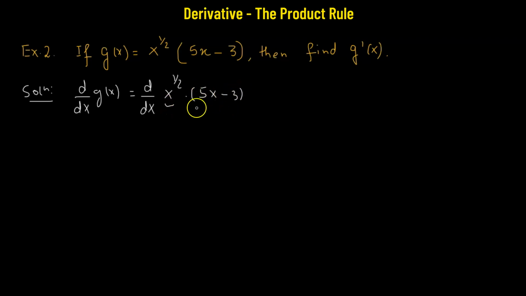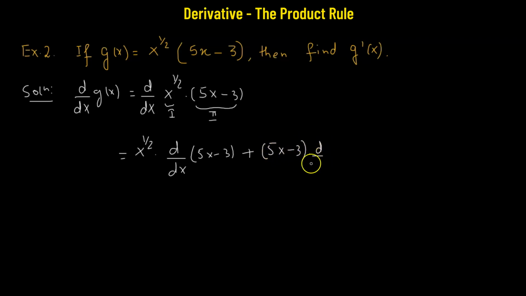So this is one function, this is the other function. Let's call it function 1 and function 2. So we'll take the first function x raised to the power of half and multiply it to the derivative of the second function, which is 5x minus 3. Plus, now we take the second function 5x minus 3 and multiply it to the derivative of the first function, which is x raised to the power of half.